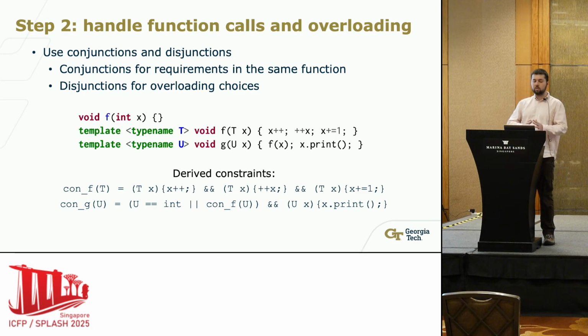And so here we use disjunction to account for the function overloading. We say that U either has to be of integer type, or it has to fulfill all of the constraints on the types of inputs to the second function f, that is postfix, prefix, and plus equals 1. And then in addition, of course, we also call x.print, so we conjoin the constraint that x needs to support the print operation.